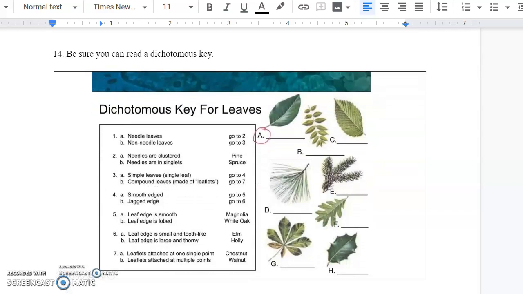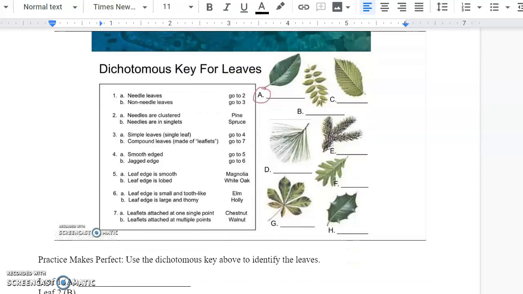And we'll do just a couple of these for practice. Okay, so number 1. I'm going to look at A right here. It says needle leaves or non-needle leaves. Well, that is not a needle leaf. So non-needle leaves, we're going to go to 3. 3 says simple leaf or compound leaf. This is a simple leaf. A compound leaf will look something like this. So A would be a simple leaf.